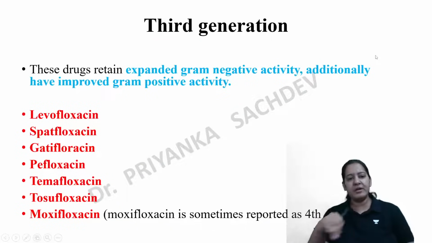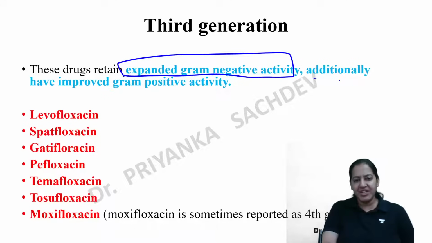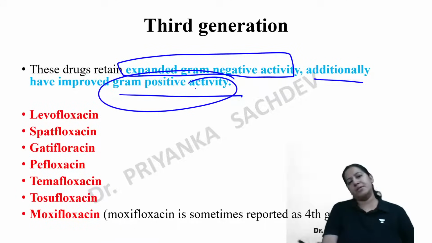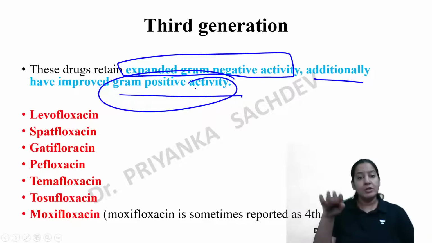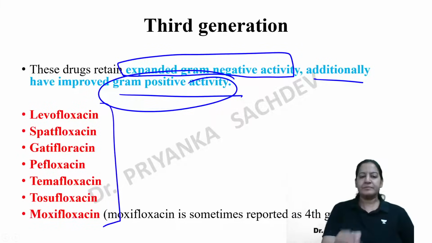Second generation is done. Coming on to the third generation. In the third generation, gram negative is expanded a lot, like the second generation. But additionally, a little bit of gram positive activity is also there. So they kill some gram positive also along with all gram negative. So we have expanded further. Here we are having seven drugs now in this category.